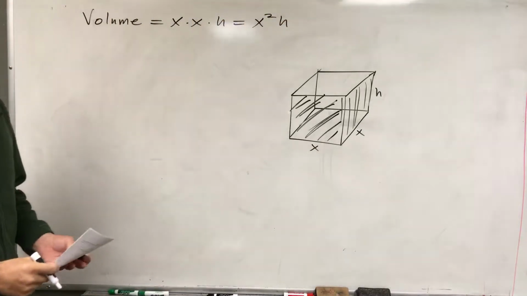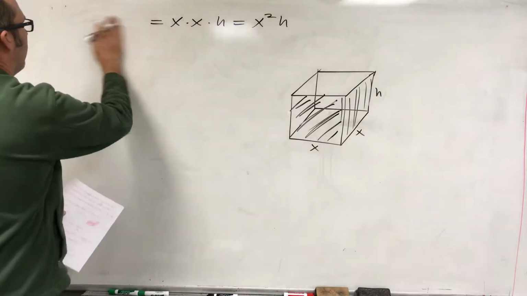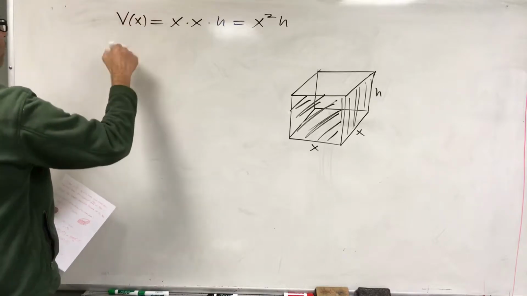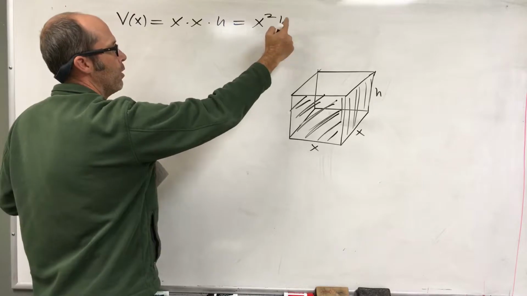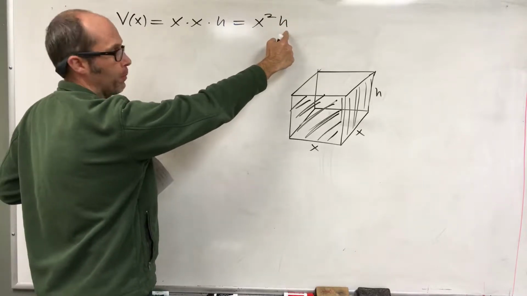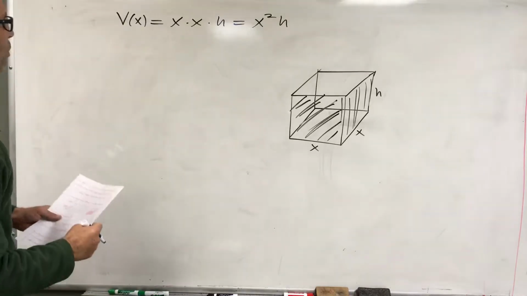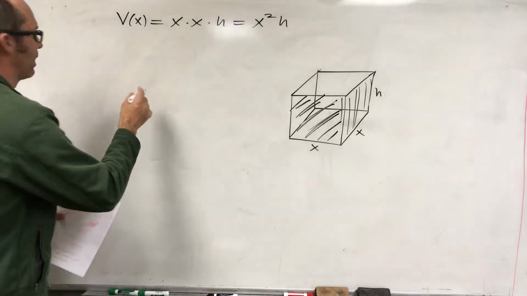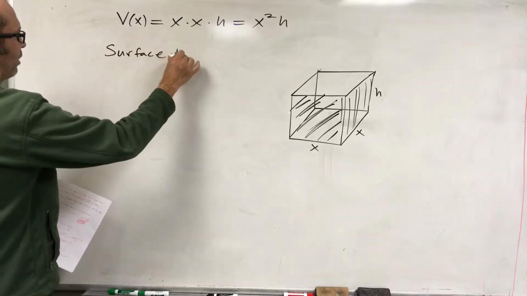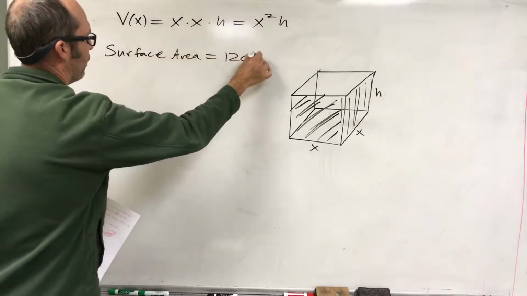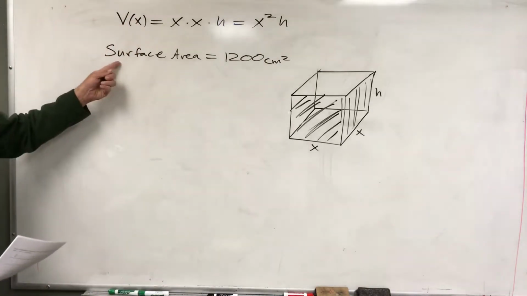Now here's the problem. We want a function, so I'll call it v of x, in terms of x, but here we have a function in terms of x squared and h. So we have to eliminate the h. To do that, we'll have to use the extra information. The extra information is that the surface area is 1,200.